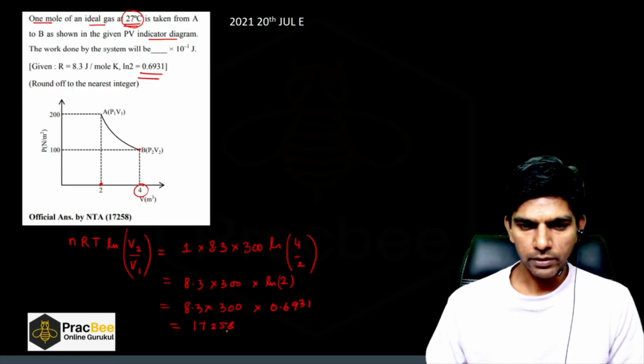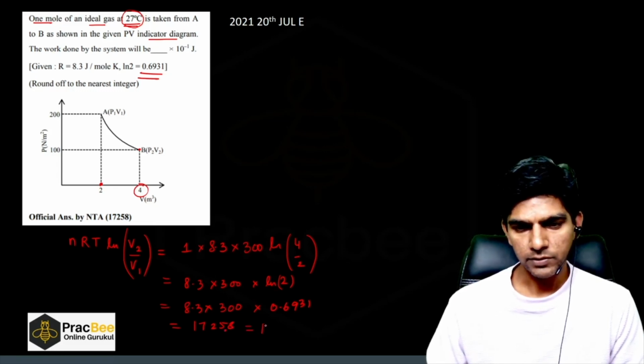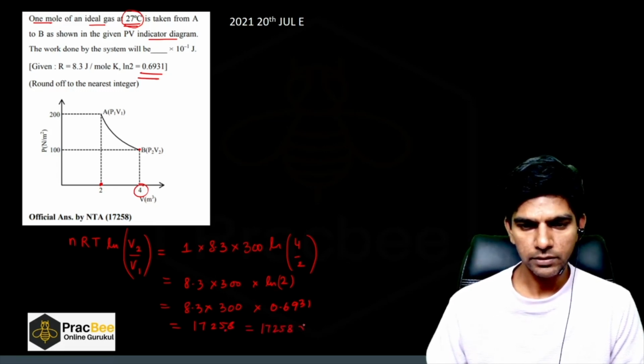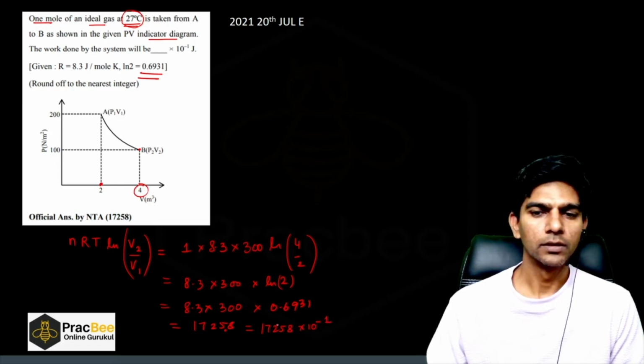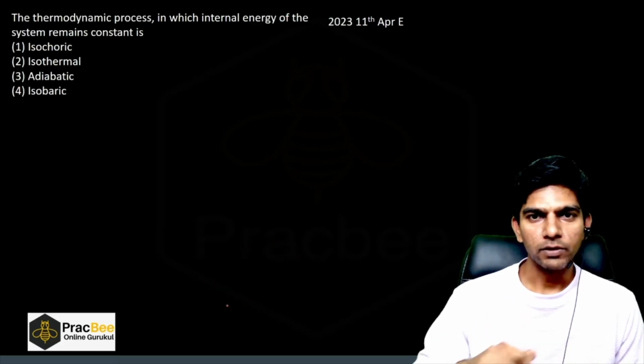So basically it will be 1725.8, right? Which can be written as 17258 into 10 raised to the power minus 1. So the answer will be 17258. Okay, now let's see another illustration.